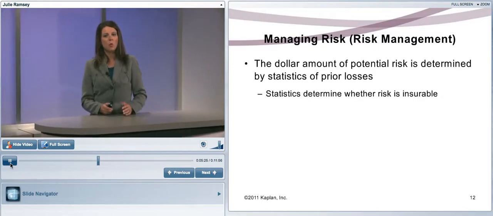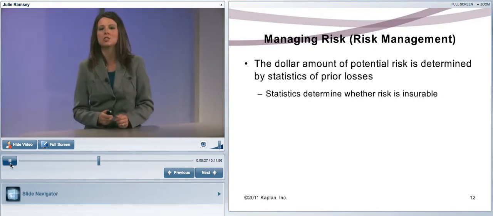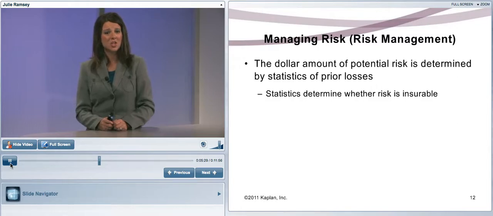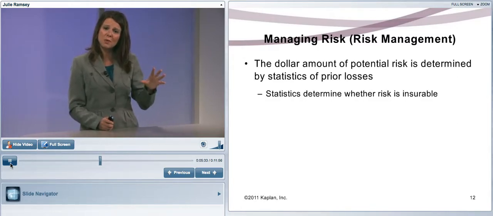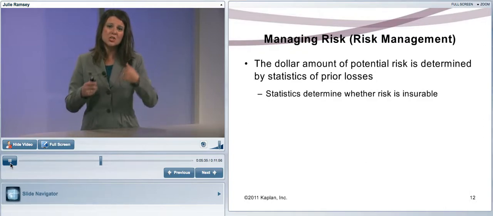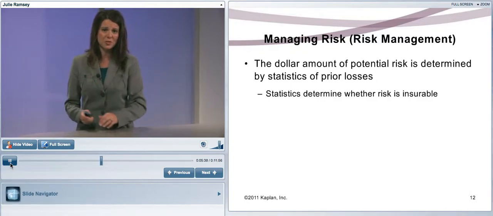Managing risk. What is the dollar amount of potential risk? Well, it's determined by statistics of prior losses. So those statistics determine, should we insure it? Should we continue to offer this product?